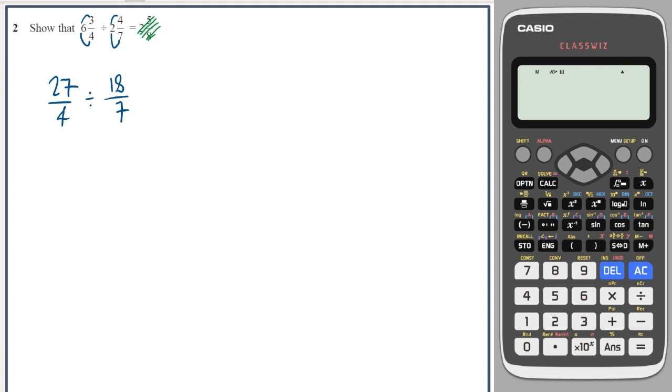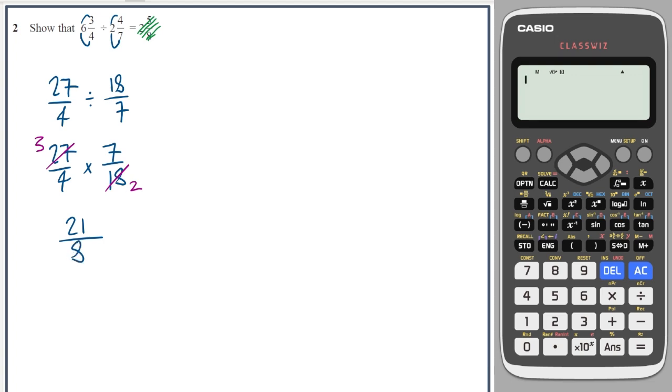Now, when I'm dividing fractions, I will flip over the second one and turn it into a multiplication. I will then look to see are there any factors I can cancel. Well, yes, there are. There's a factor of 9 on the top and a factor of 9 on the bottom. So I divide through by 9 and I divide through by 9. I can now multiply the top and the top, which gives me 21, and the bottom gives me 8.